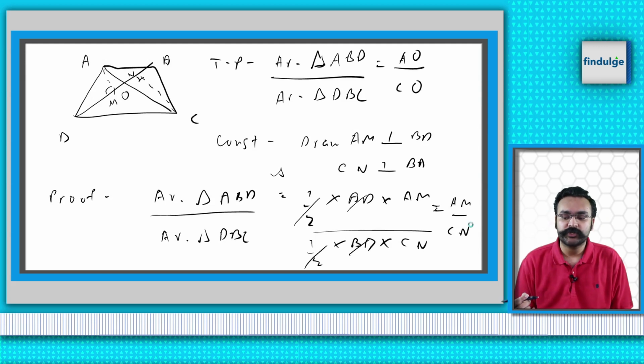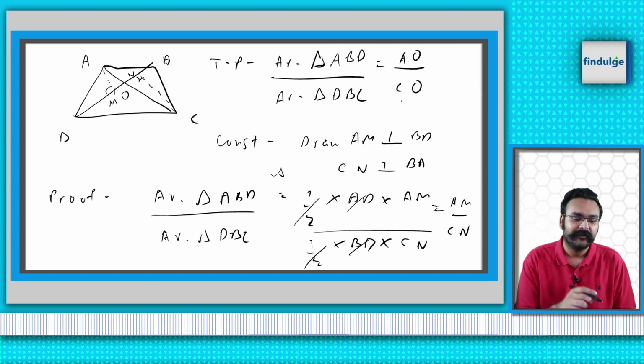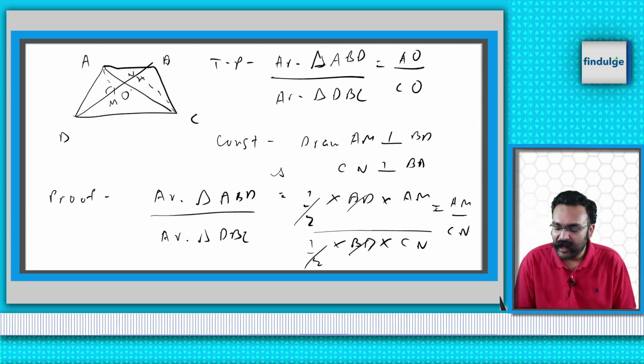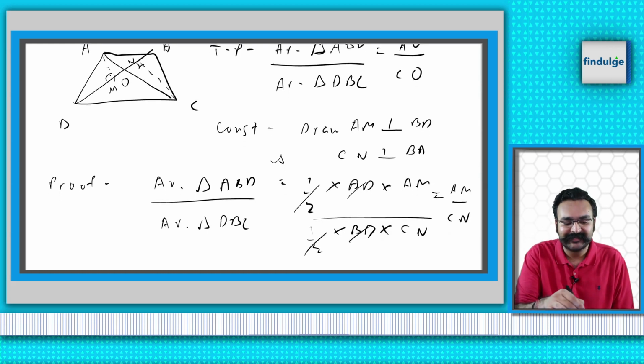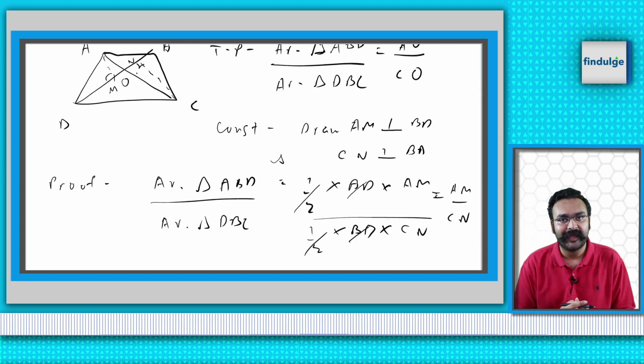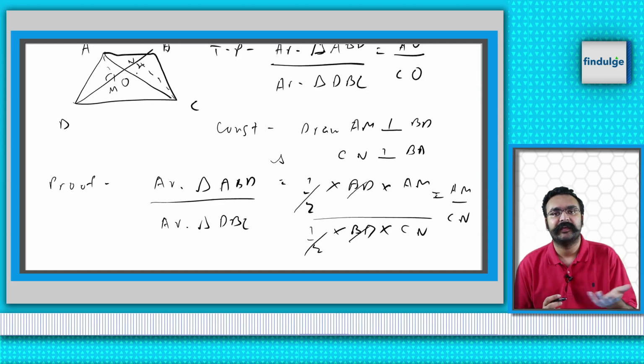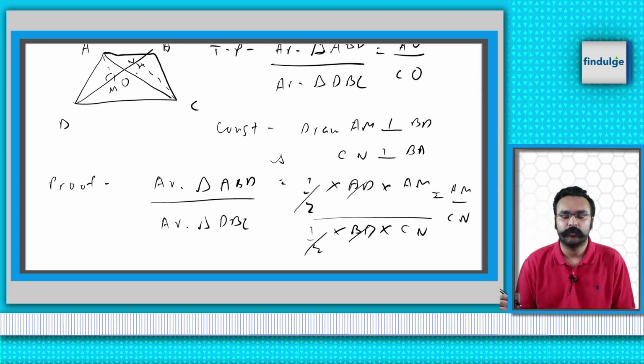But it wanted us to show AO upon CO. That is very easy. We have done questions like this now. All we need to do is see that if I want to get AO upon CO, I'll look at triangle AOM and CON. Because they have vertically opposite angles. They have 90 degrees, 90 degrees. So they will be similar by AA, and then the ratios of the sides will be equal.